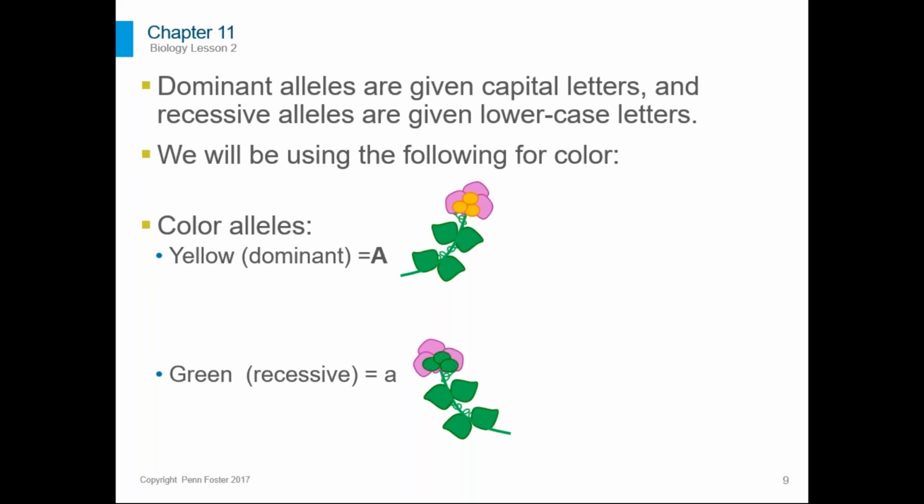That may seem kind of strange. Like, why wouldn't we just put Y and G for yellow and green? But because it's the same gene, we need to use the same letter. So we use the same letter and use a capital for dominant and lowercase of that letter for recessive. And it doesn't really matter what letter we go with, so I picked A.